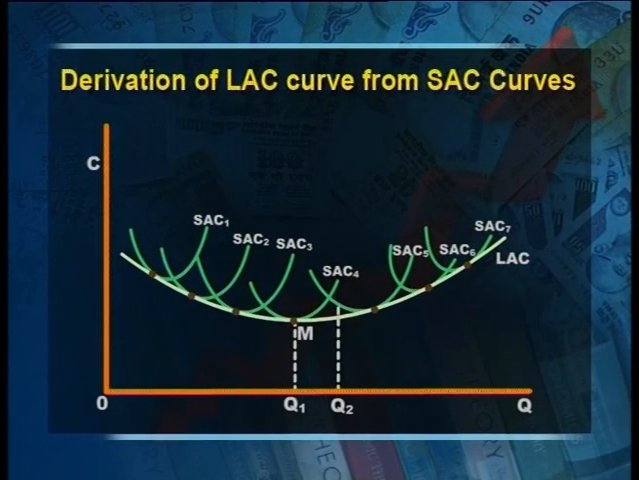Let's look at the derivation of the long run average cost curve from the short run average cost curves. The firm engaged in the process of production can adopt different methods of production, and each can be represented by a different plant size. Now, each plant is represented by different short run average cost curves. Look at the graph. In the graph, we have derived the long run average cost curve from the short run average cost curves.